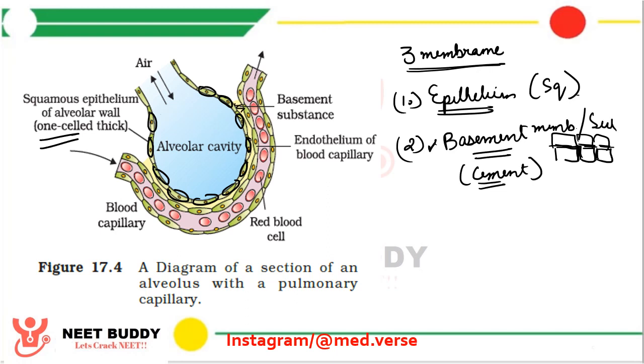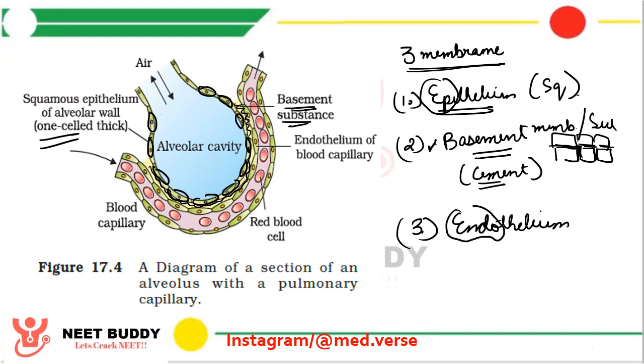So this yellowish thing that you're seeing in this diagram is nothing but the cementing material or the basement substance. And finally is the third layer, that is the endothelium. Fine. So remember the difference, that is epithelium first layer and third layer is endothelium. And endothelium is not different from epithelium.